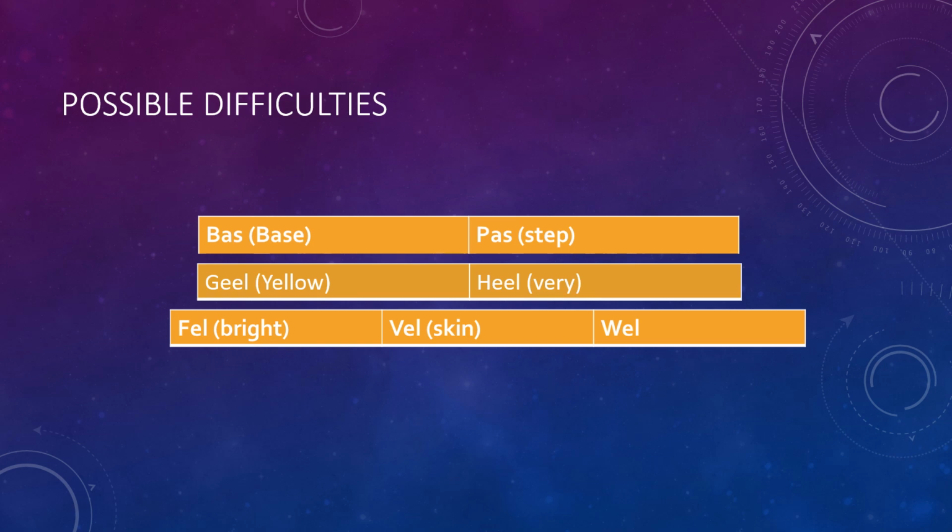However, the most correct form of pronunciation is to really differentiate between those, as this might also create some confusion between the meaning of some words. So when you talk, try to differentiate between the f from fel, v from vel, and the w from wel. So fel, vel, wel. This brings us to the end of this video.